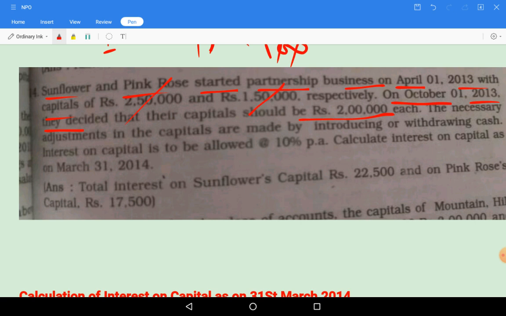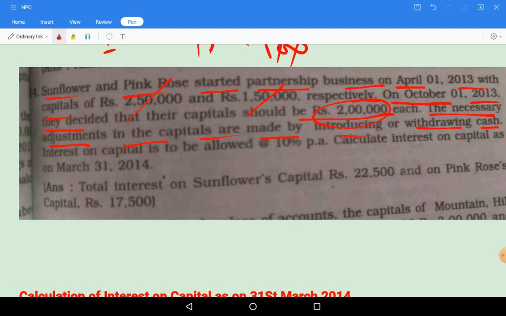1,50,000 नहीं, 2 लाख रहना है. They want to increase or decrease the capital. They just want their capital to be 2 lakhs. इससे पहले ज़्यादा था, अब कम कर दो. इससे पहले कम है, अब इंक्रीज करो. The necessary adjustments in the capitals are made by introducing or withdrawing the cash.